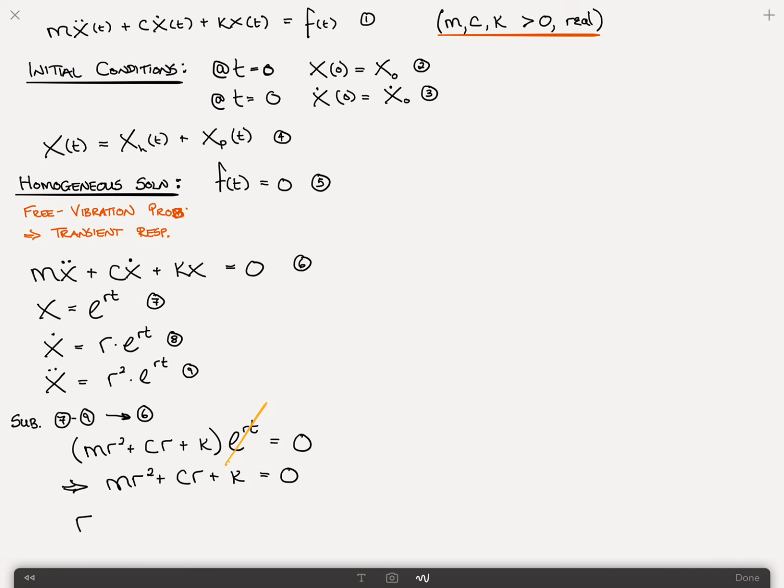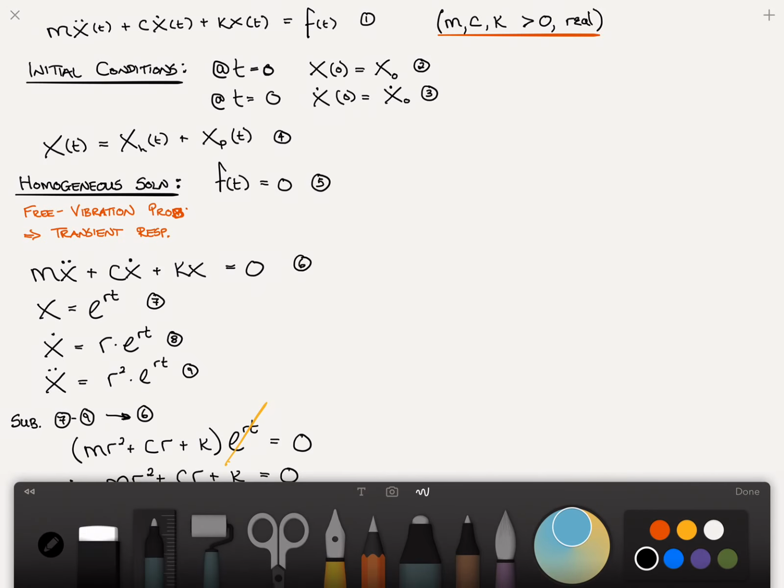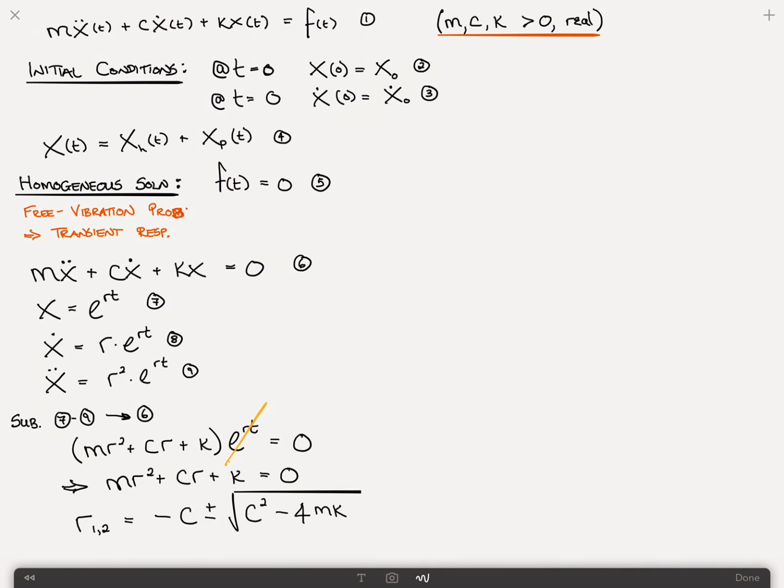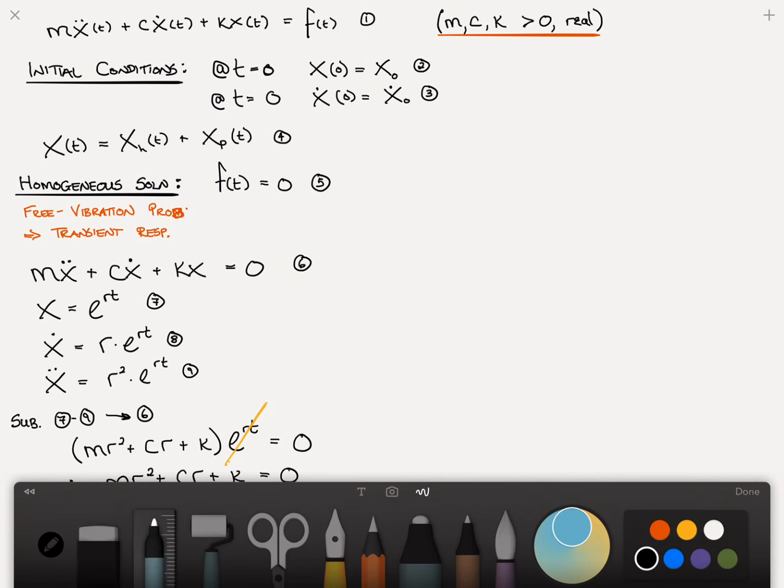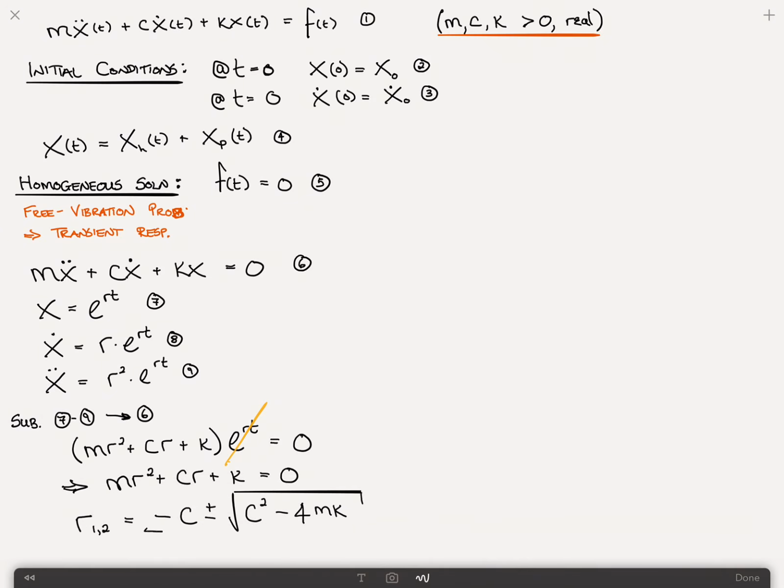So this is a very well-known solution from high school math. We know that r1, 2 is equal to minus c plus or minus the square root of c squared minus 4mk, divided by 2m.